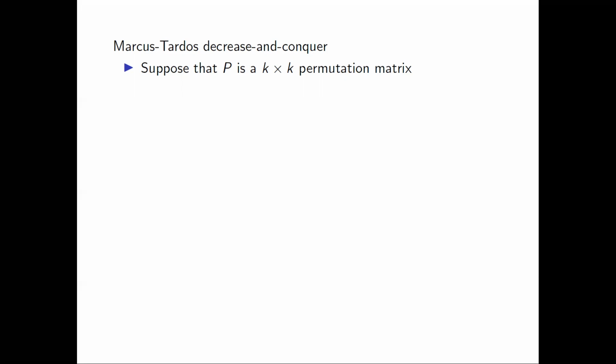So to start the proof, suppose that P is a k by k permutation matrix for some k. And we'll let A be an n by n 0-1 matrix that has the maximum possible number of ones, ex of n comma P, for which the matrix avoids P. So this 0-1 matrix has to avoid P, it has to have dimensions n by n, and it has the maximum possible number of ones, ex of n comma P.